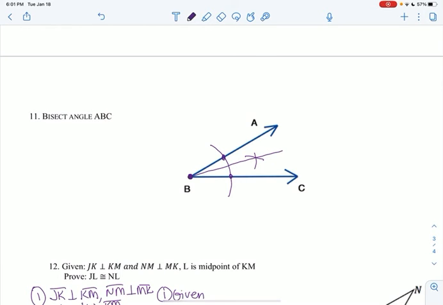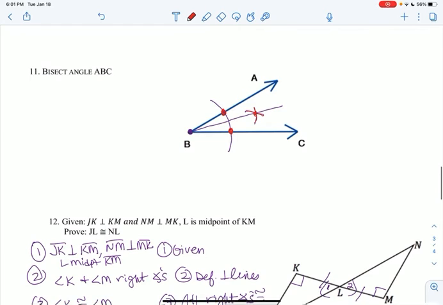So where I have those two, you know what, let me make them red. Where I have these 2 points of intersection from that first arc, that's where I put my compass next, and I have arcs 2 and 3 out in the middle right here. And then where that is, that gets connected with point B. That's how I bisect the angle. So bisect the angle, remember, means to cut that angle in half.